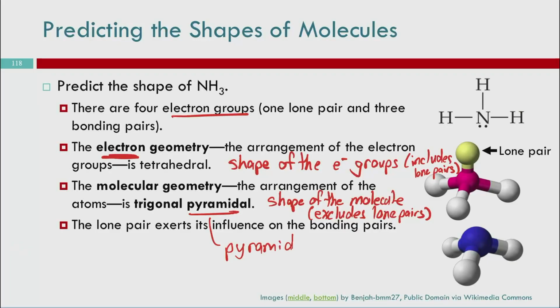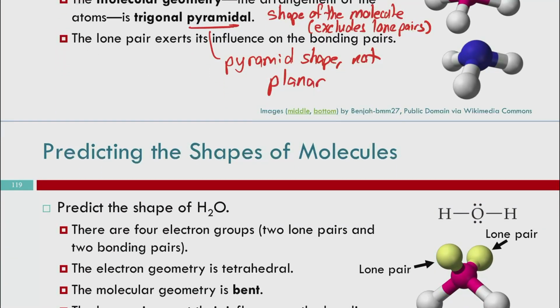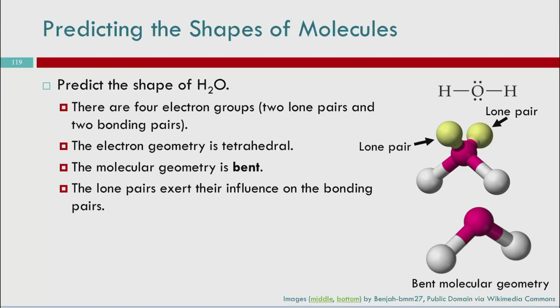So pyramid shape, not planar. So we've got trigonal planar, we've got trigonal pyramidal. Trigonal planar is flat, trigonal pyramidal is not flat. Another shape that we can come up with is the shape of H2O.